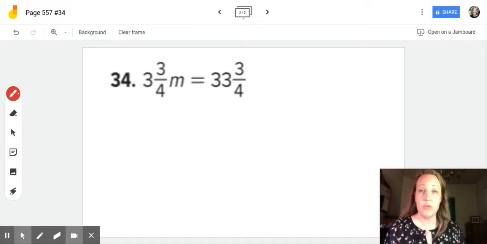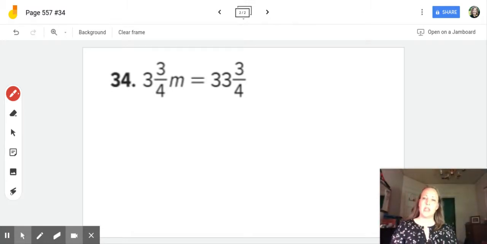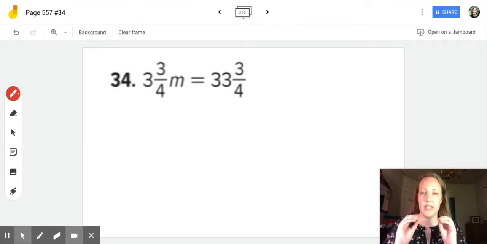I am in section 7-4 in your packet, and we are on page 557, number 34. Okay, so I bet 100% some of you sat down and looked at this problem and thought it's 10, right? Because it looks like I'm just taking this number 3 and 3/4 and multiplying it by 10 to get 33 and 3/4.